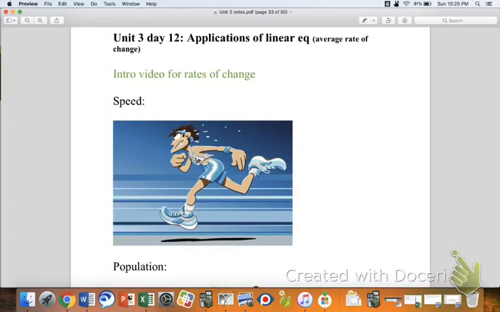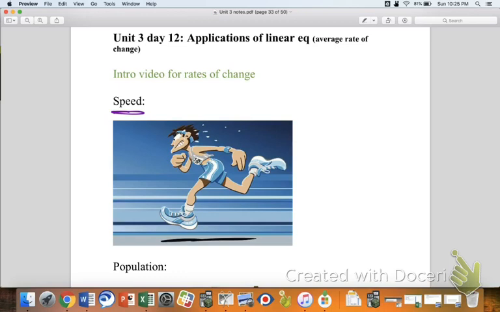This is the Algebra 1 intro video for rates of change. And we're going to take just a couple of minutes in this intro video to talk about units for rate of change. The first one is the units for the rate of change of speed. It's important to note that speed is a rate of change. It is simply how fast someone or something is changing position.